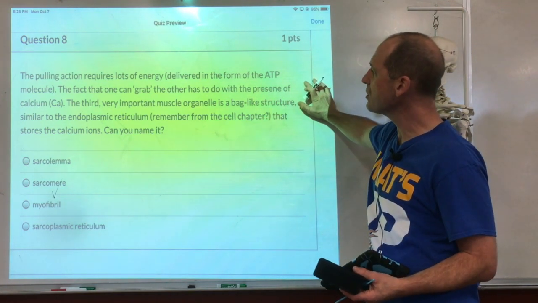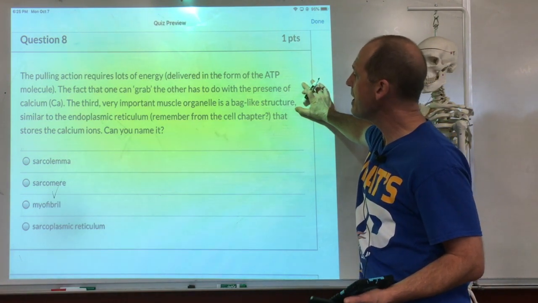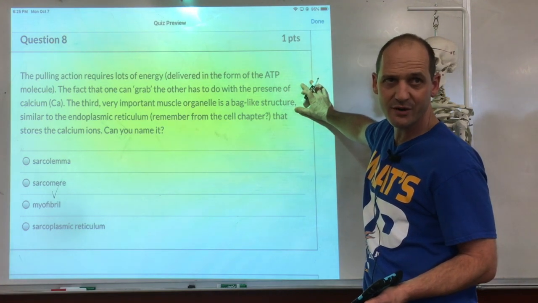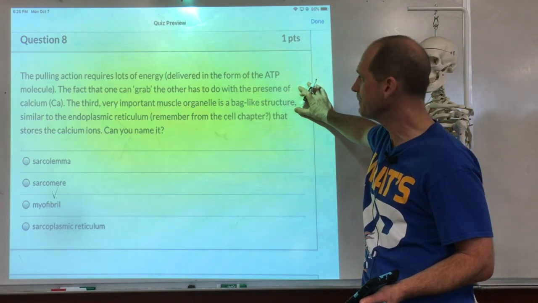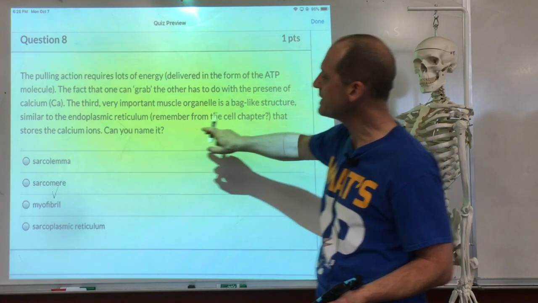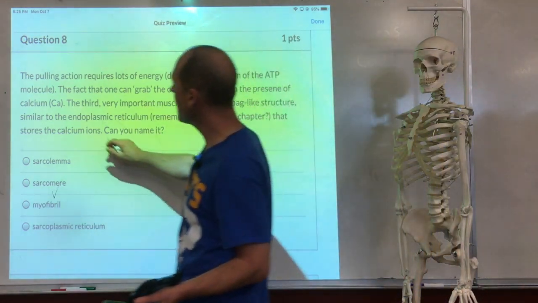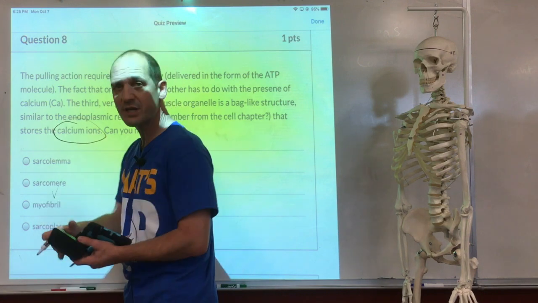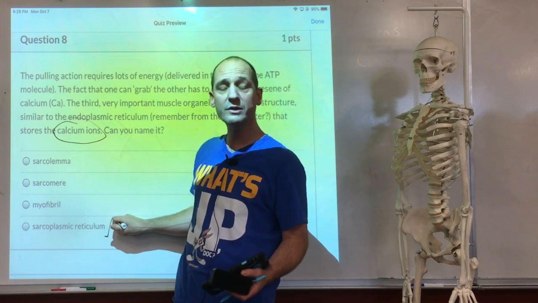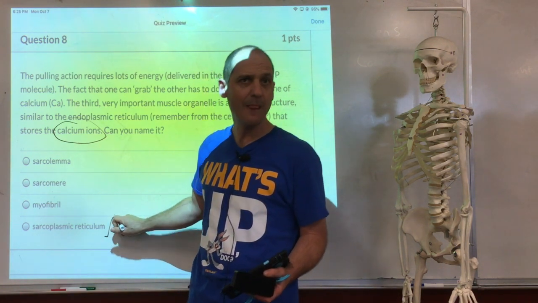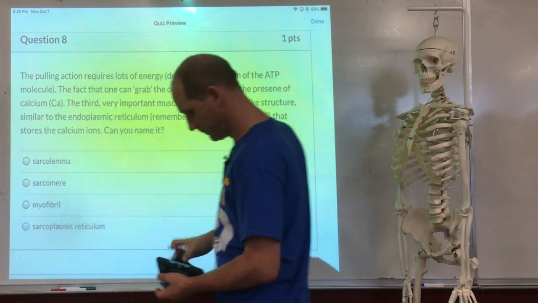The third very important muscle organelle is a bag-like structure similar to the endoplasmic reticulum. Remember that from the cell chapter? The ER, where we make the fats and the proteins, the baggy thing that comes off the nucleus. And now we have one that is similar, it's a bag, but it doesn't make anything. It basically stores calcium ions. What is that one called? Good. Instead of endoplasmic reticulum, it's sarcoplasmic reticulum.